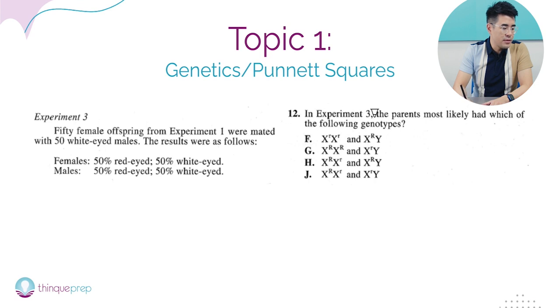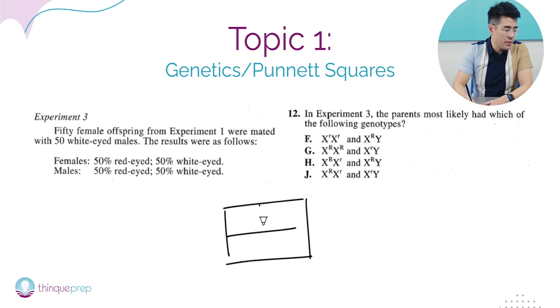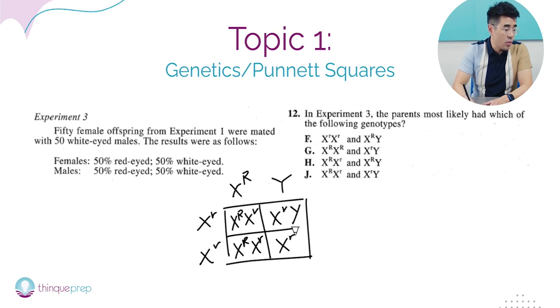So it says the parents most likely had which of the following genotypes. So for example, I'll take F and I'll show you how to cross them, right? So we can put the mom over here. One of her genes is here, one of her genes is here, and then the dad will go like this. And then basically we'll take one from each side of the box, and so this will be X capital R, X lower r. This will be X capital R, X lower r, and then this will be X lower r with a Y, and then this will be an X lower r with a Y.